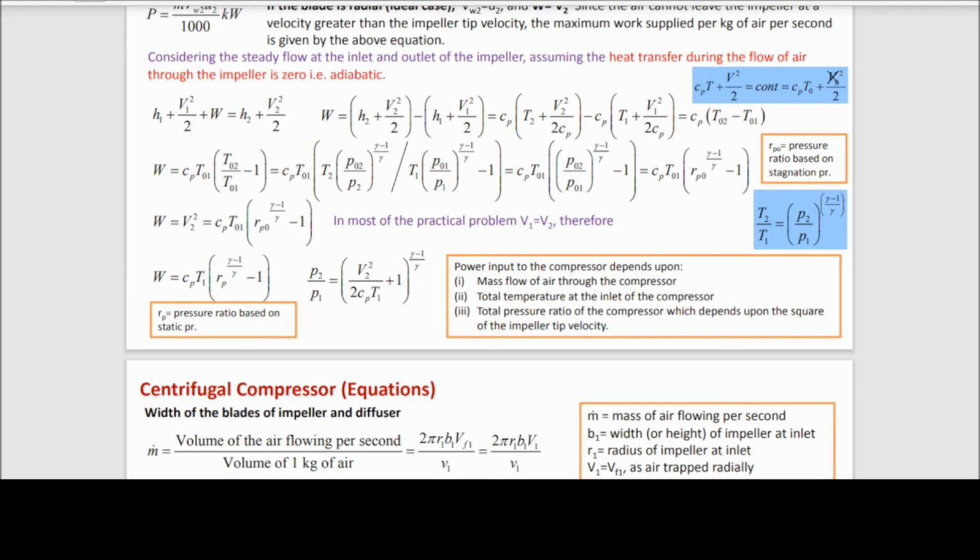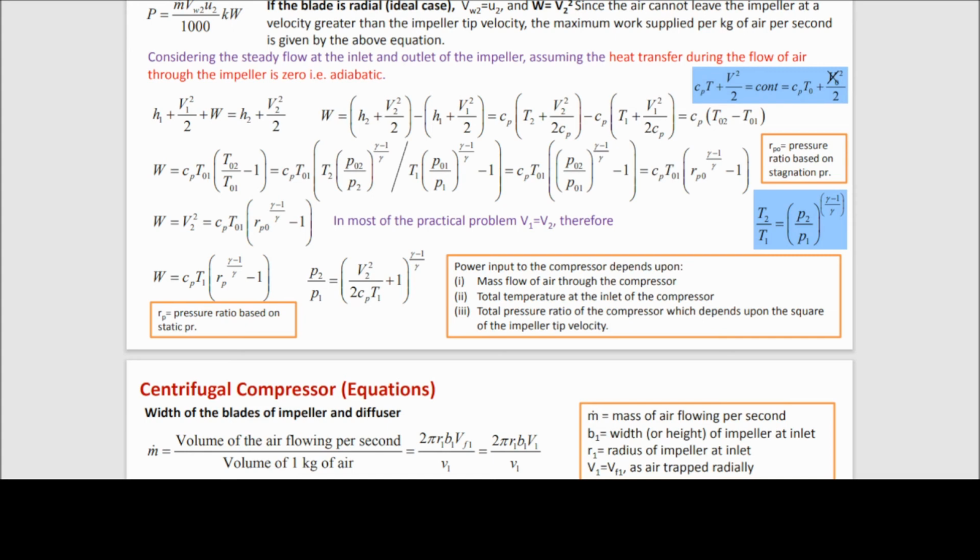H1 plus V1 square by 2 plus W is equal to H2 plus V2 square by 2. Now I consider here V1 is equal to V2, the absolute velocities are the same, so this and this will get cancelled out. Then W will be equal to H2 minus H1, and this is equal to Cp into T2 minus T1. Now I take Cp T1 outside.